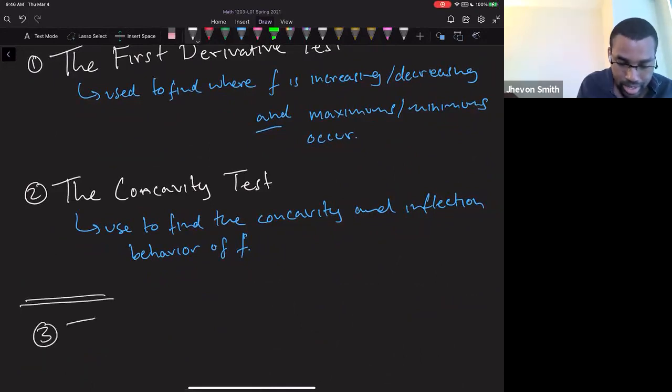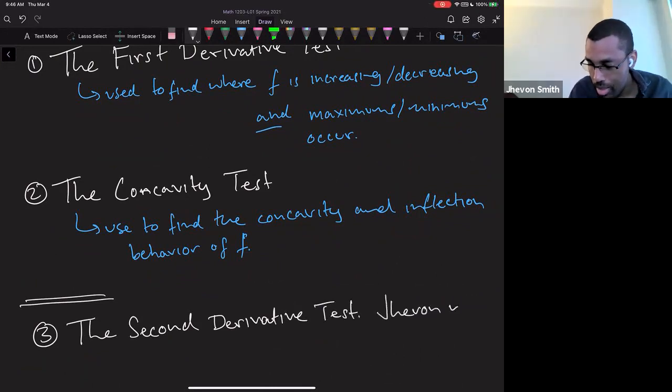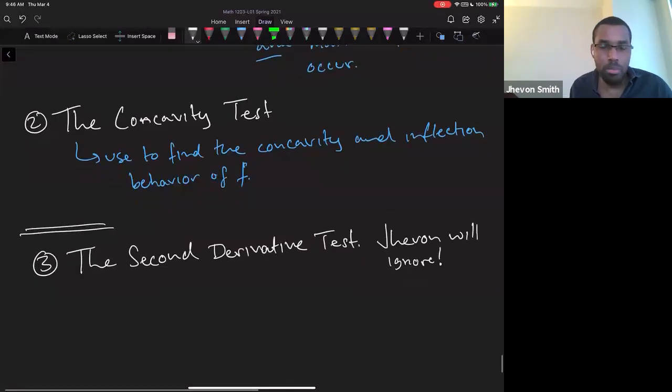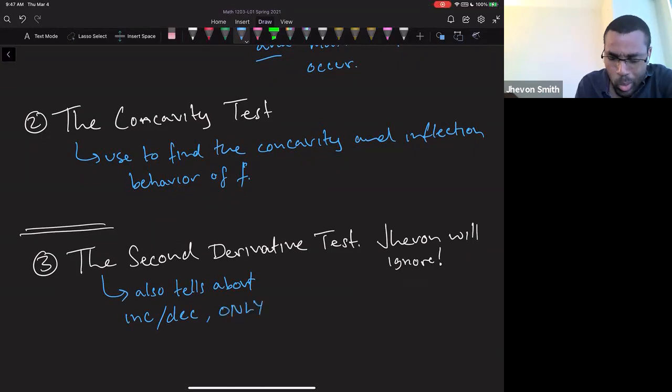Now, there's a third test that we're going to ignore, essentially. Third test. There's a test called the second derivative test, which we will ignore. Not because it's not cool or important, because every calculus textbook that talks about this is going to tell you about it. But the thing is, the information you get, it tells you about increasing versus decreasing. And that's the only thing it tells you about.